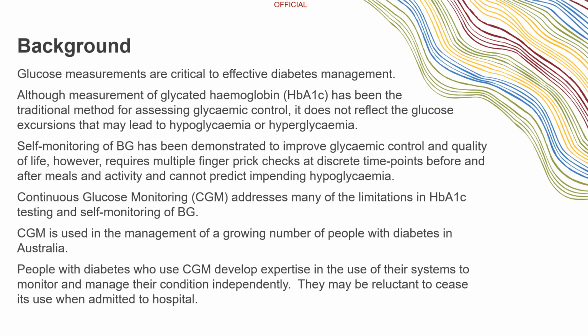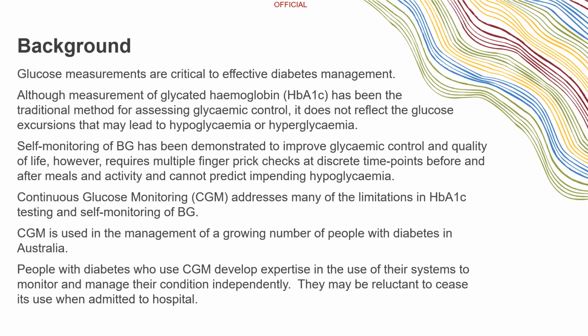CGM is used in the management of a growing number of people with diabetes, and statistically in 2019, the Australian National Diabetes Audit reported that 62% of children and young people with diabetes and 23% of all adults use CGM. More recently, in 2022, that data percentage has increased to over 80% in children and young people with diabetes and over 60% of adults using CGM.